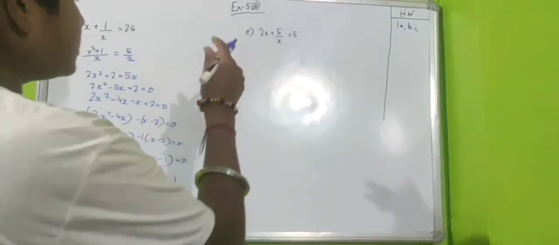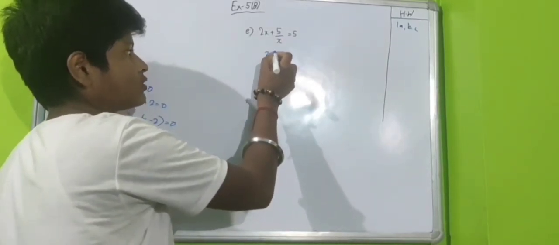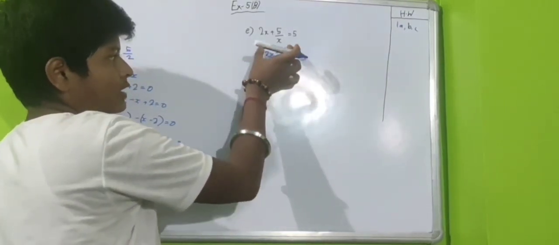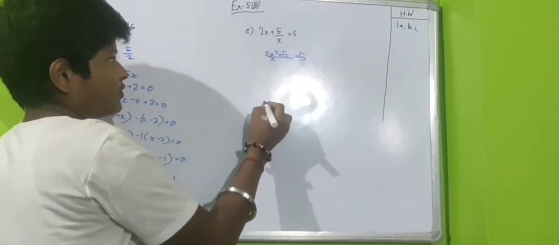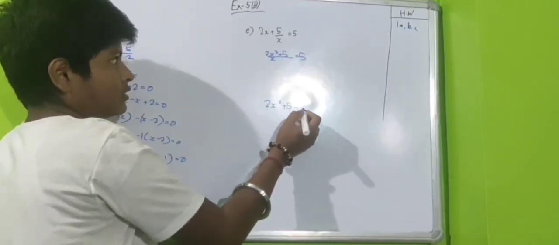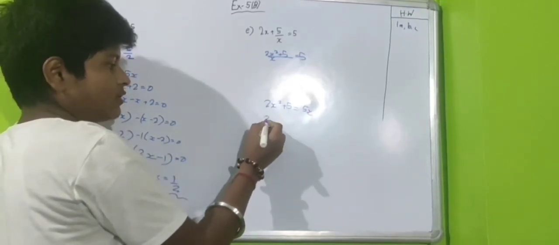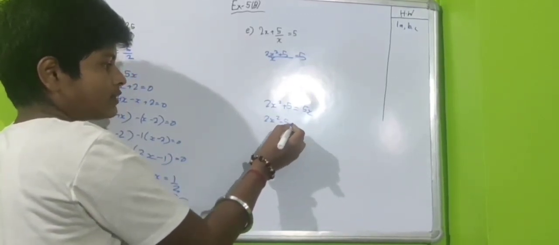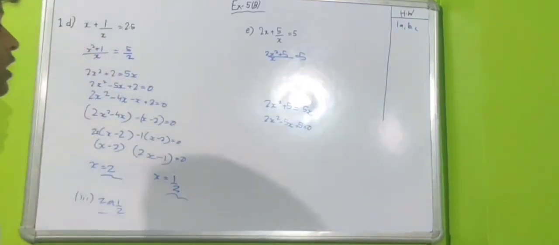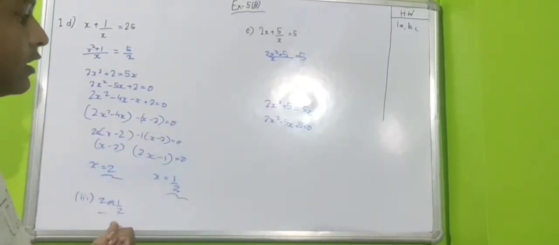Now solve this. We have to do the same with the LCM. It will be 2x square plus 5 equals 5. Multiply it and this as one side. It will be 2x square plus 5 is equal to 5x. Send 5x to this side. It will be 2x square minus 5x plus 5 is equal to 0. Now I have to divide it in such a way as we have done here.